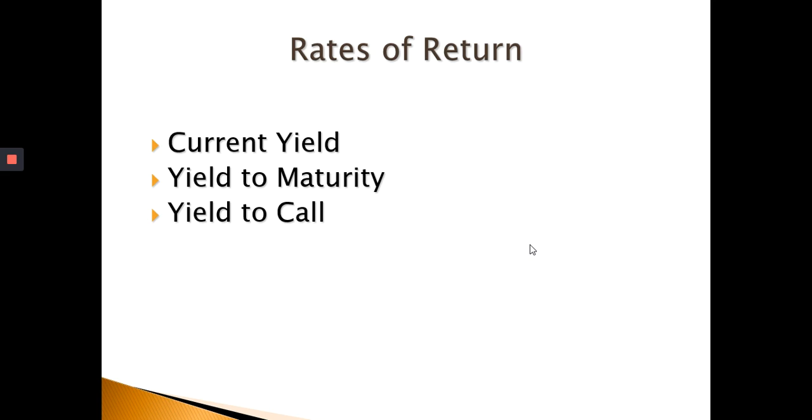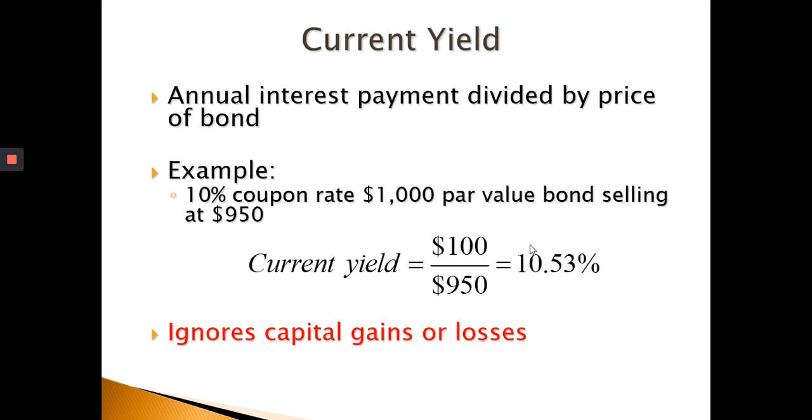So let's move on to the rates of return. You have three types of return: current yield, yield to maturity, and yield to call. Current yield is the simplest form of yield calculation. Yield means return. So we want to calculate how much return we are getting. So current yield means annual interest payment divided by the price of the bond.